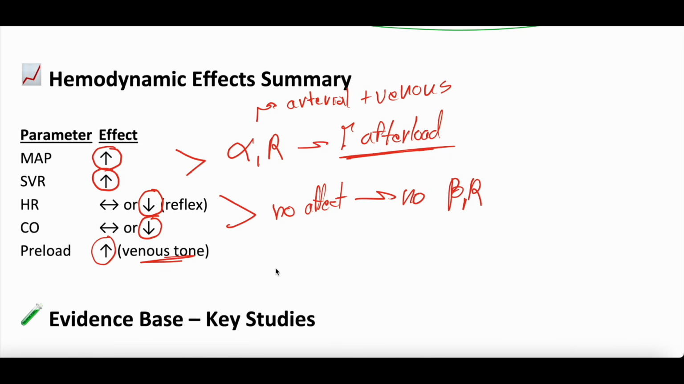All right, so those are the main hemodynamic effects. Increases SVR, increases MAP, increases preload. No direct effect on the heart rate or the cardiac output, but it could decrease the heart rate through reflex bradycardia and decrease the cardiac output because it has increased your afterload. Hopefully that makes sense. Not too complex, but let us know in the comments if you have any questions on that. What are some of the studies here?